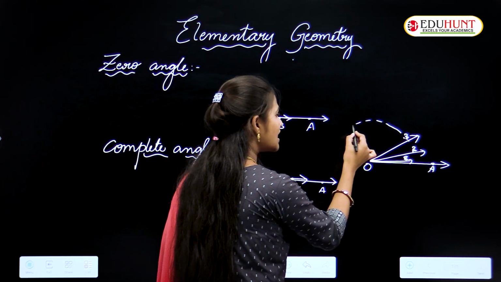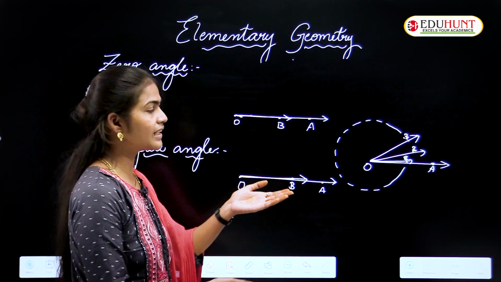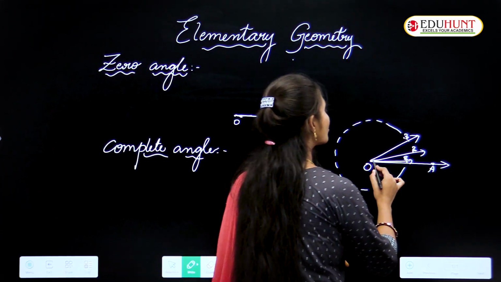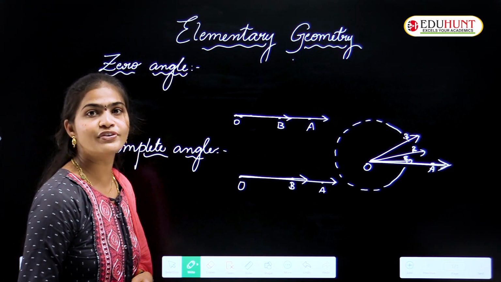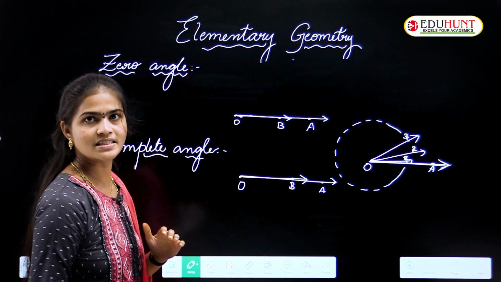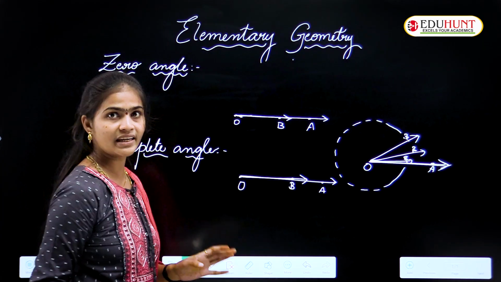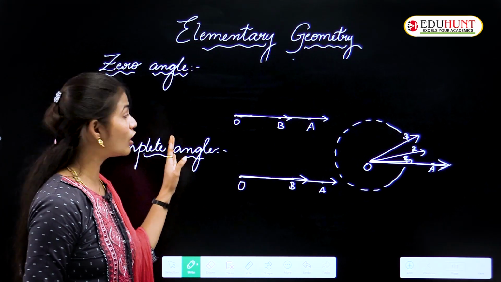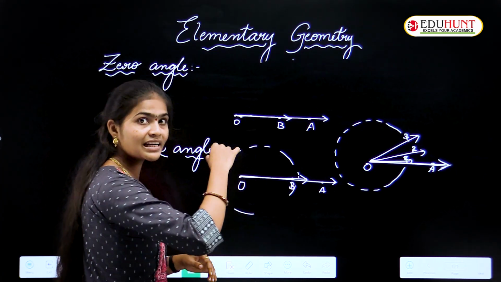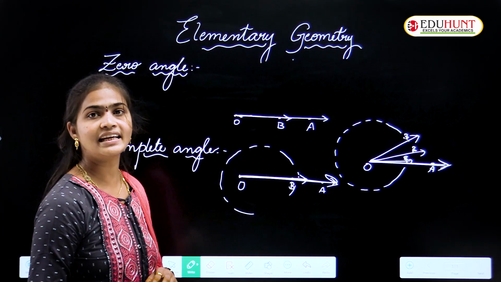So this OB covers one full rotation. Here OB is the terminal ray or rotational ray, right? So it covers one full rotation. After completion of the full rotation, it coincides with the initial ray or fixed ray. That is the difference between the zero angle and complete angle diagrams. Looking at them, the two are the same, but here the rotational ray is not moving anywhere, while in the other the rotational ray completes one full rotation. After one complete rotation, it coincides with the fixed ray or initial ray.